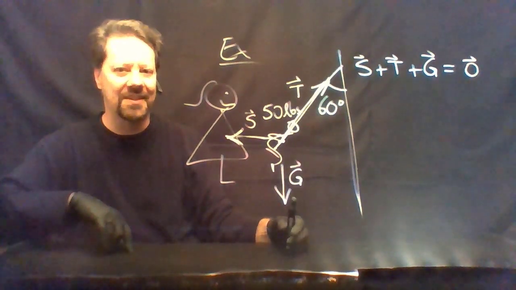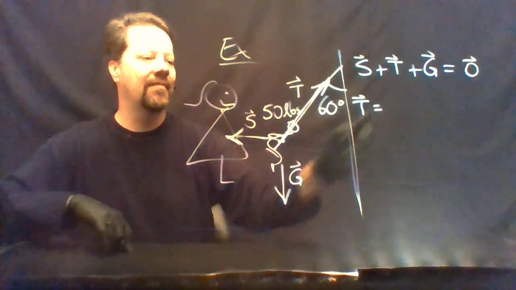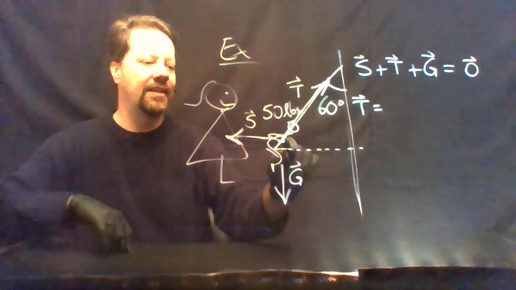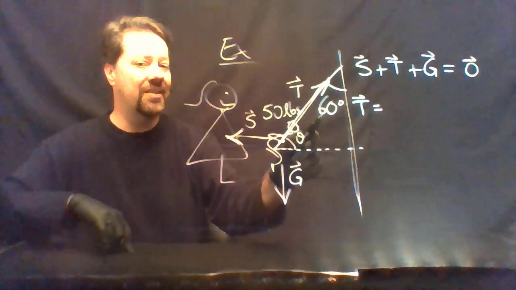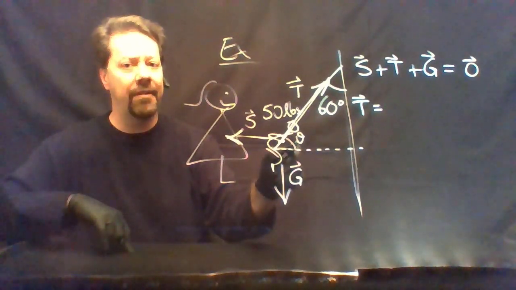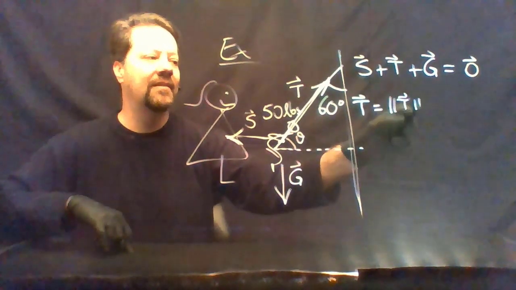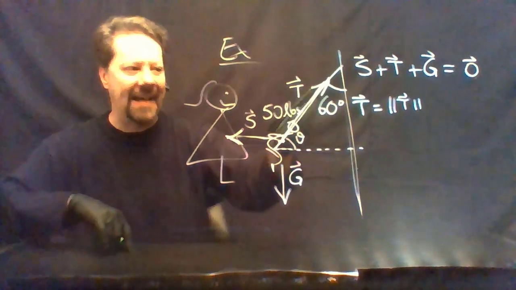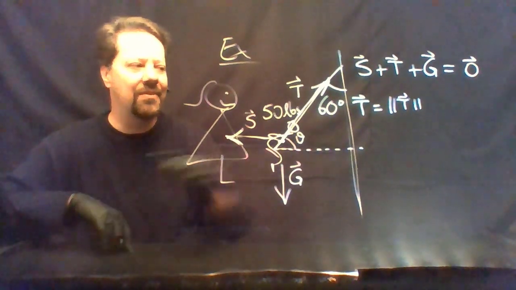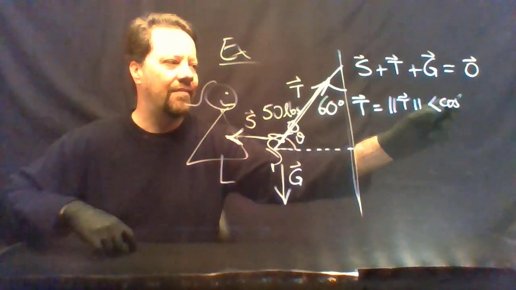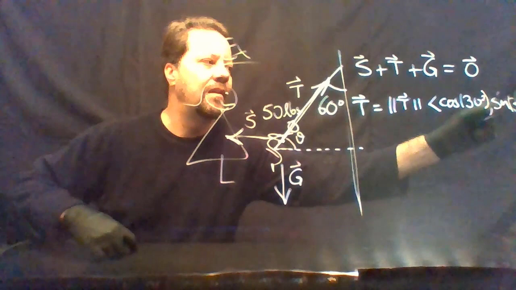Let's think about these forces. First of all, the tension force. If we draw a little horizontal line here, the tension force has a direction angle equal to not 60 degrees, but the complementary angle of 30 degrees. So whatever this tension force is, we know it has some magnitude. Our goal is to find the magnitude of the tension in the rope and the magnitude of the sister force. Let's try to find those two things. We're going to have the cosine of 30 degrees, sine 30 degrees.